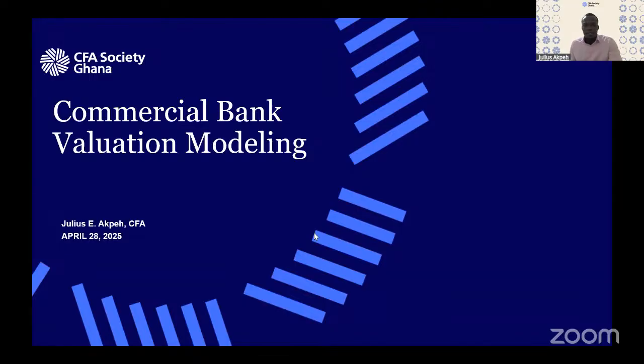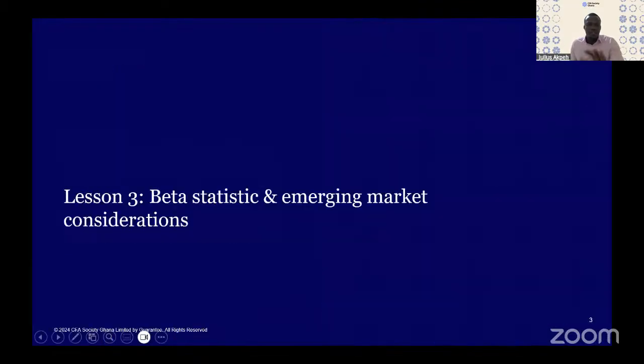So today, still on the capital market expectation, we're going to be covering beta statistics, how to estimate beta, and also emerging market considerations, certain emerging market matters. We're going to handle all of those things today. Just a moment, sorry for that. We'll cover some emerging market material today as well, and finally how to estimate cost of equity.